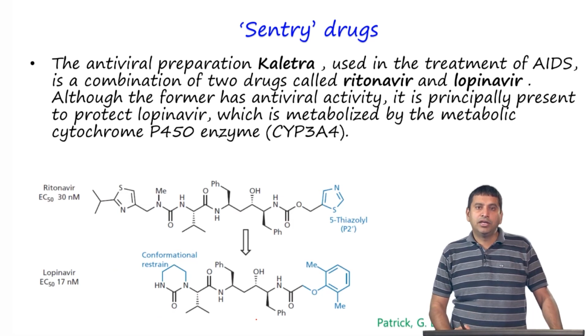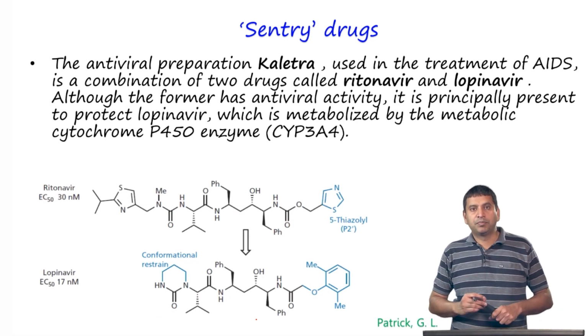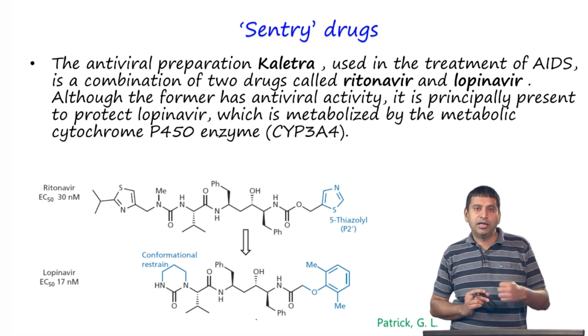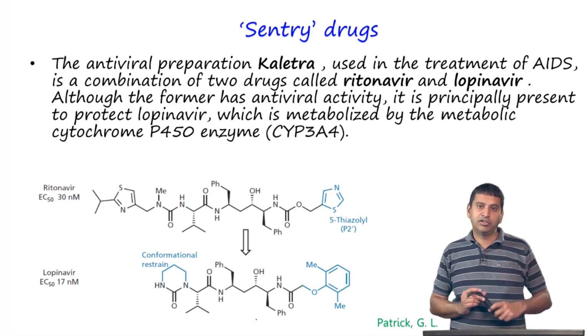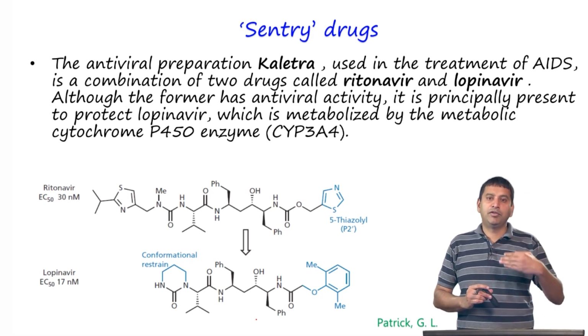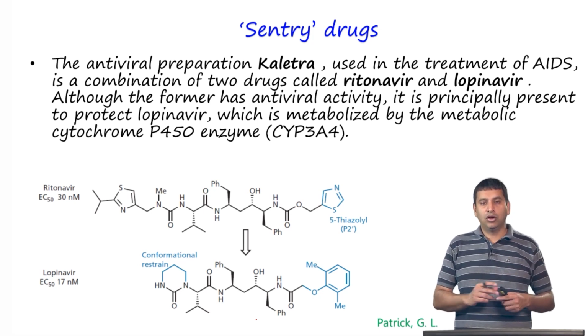Another example is the antiviral preparation Kaletra, okay, which is used in the treatment of AIDS. It is a combination of two drugs, which is ritonavir and lopinavir. So, these two drugs have very good antiviral activity, but what happens is that one of these drugs, that is lopinavir, is actually metabolized by cytochrome P450, the isoform is CYP3A4, and in order to protect this, we administer this other molecule along with it.